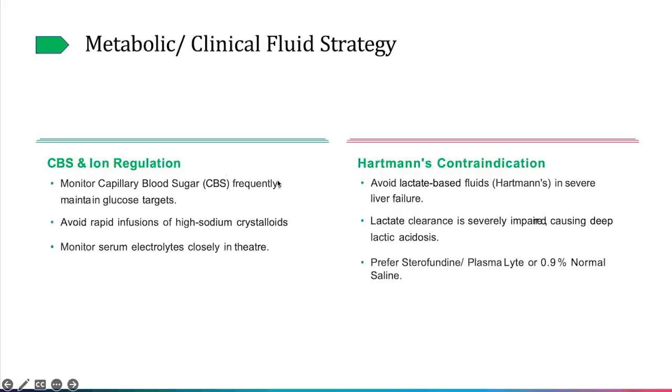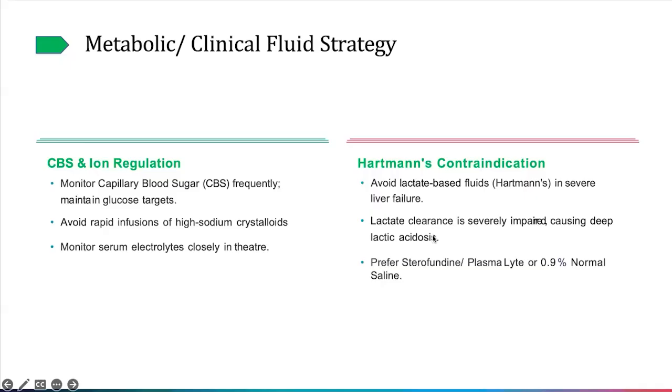To manage these cases, we will be monitoring blood sugar very frequently if the patient has severe liver disease. So it's not hourly blood sugar monitoring. Maybe sometimes we have to monitor blood sugar every 15 minutes if the patient is in acute liver failure, to prevent hypoglycemia, and avoid rapid infusion of high sodium containing crystalloids. Monitor serum electrolytes closely in the theater and post-op perioperative period.